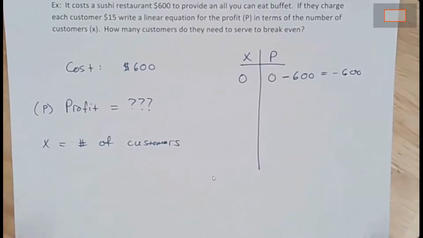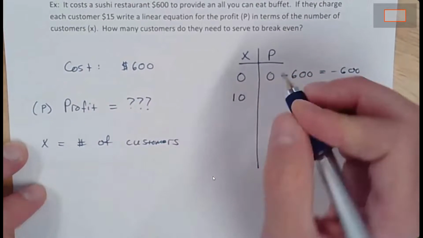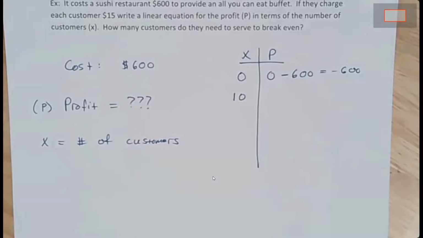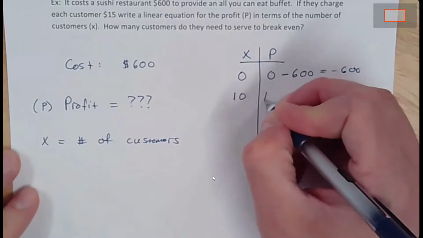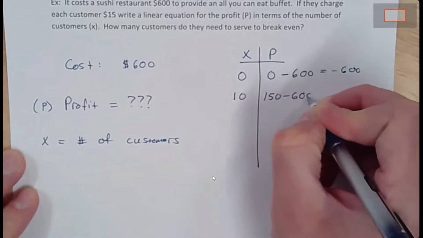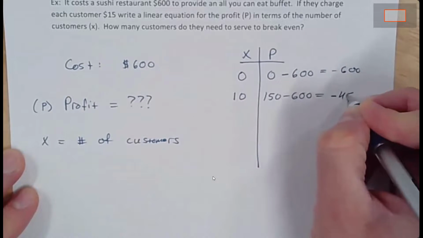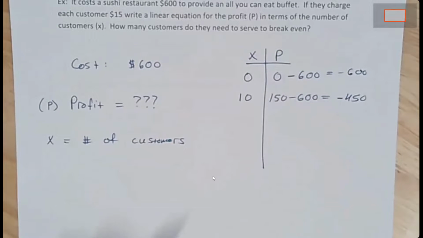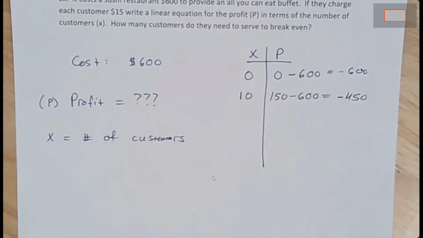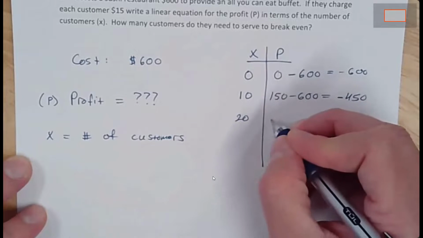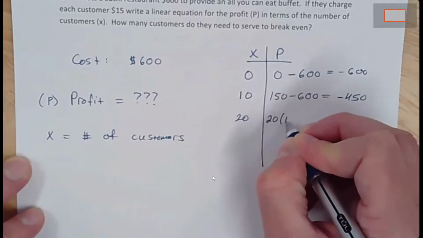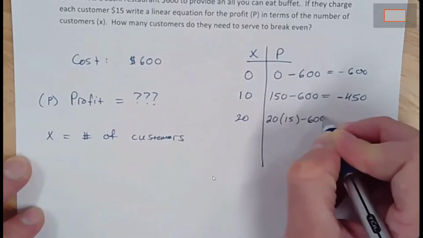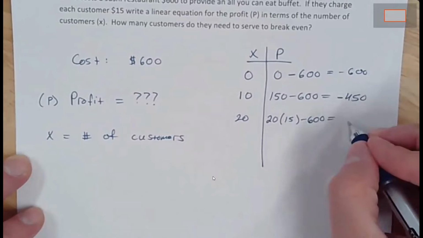What if they had, let's not just go one by one. Let's say they had 10 customers. If they had 10 customers, how many dollars would they have brought in? 150, minus the 600 of cost. So, okay, getting better. And we could keep doing this, right? We could go up to 20 and say, okay, you're going to get 20 people times $15 minus 600, and that's going to give you negative $300.